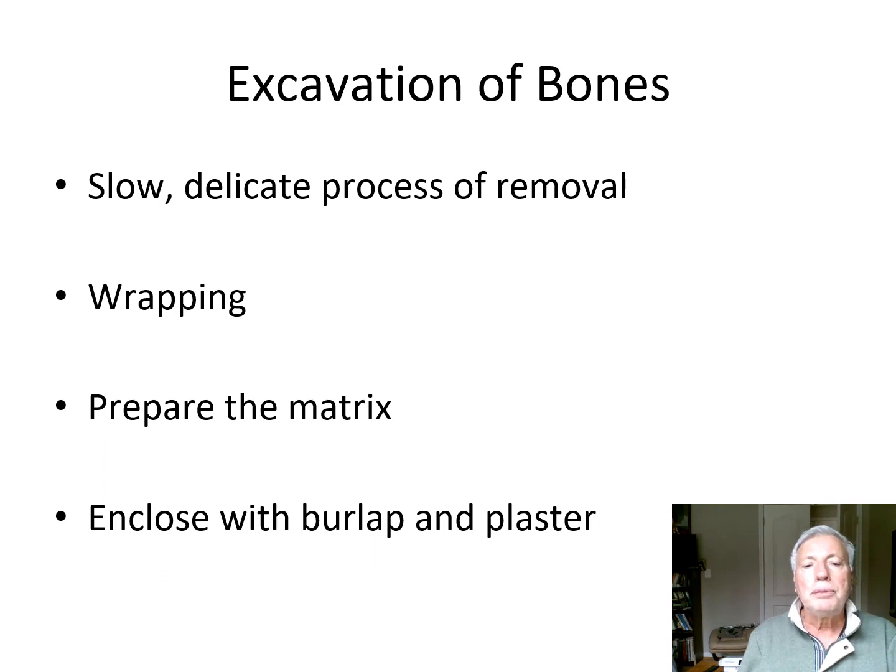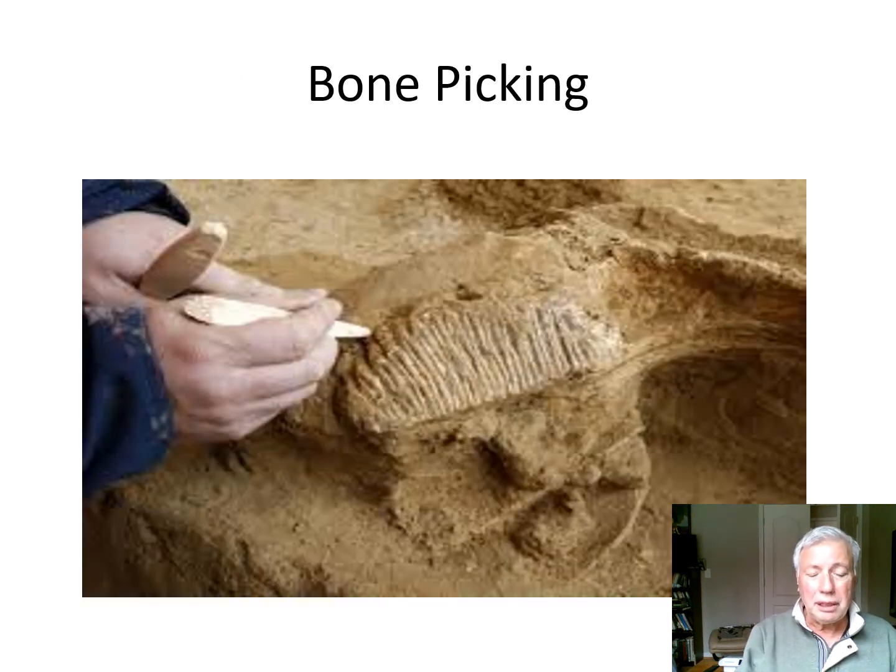Now, removing bones. You just can't pick up a bone out of a site. It has to be removed in a very delicate way. You could see here there's a sequence of delicate wrapping, preparing a matrix, which is a block of soil surrounding the bone, and then enclosing it in burlap and plaster. And so you can see here's the fine work with brushes, and oftentimes they'll be using dental instruments like a dental pick and fine camel hair brushes to get off initial debris.